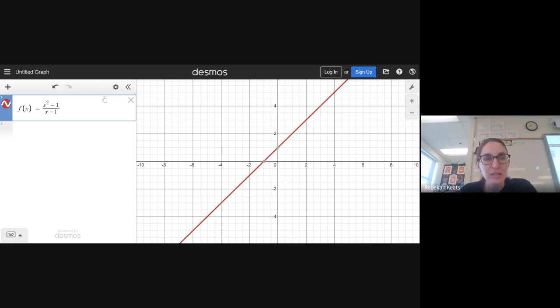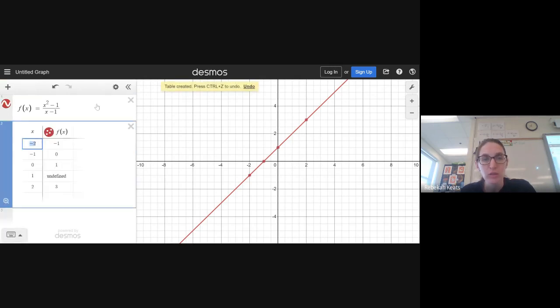In Desmos, you can also look at tables of values. You can just hit the settings button, click on create table, and evaluate some points. So I could say I'd like to see what the function is doing at 0.9, at 0.99, at 0.999. I want to see what it's doing at the other end.